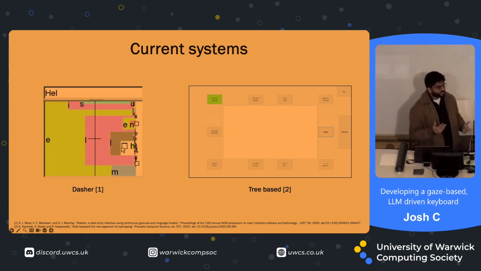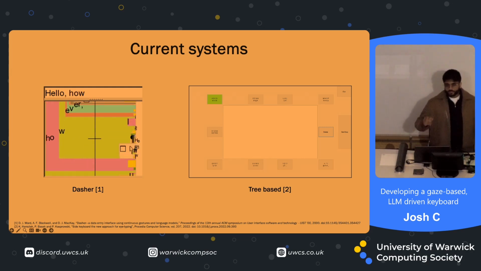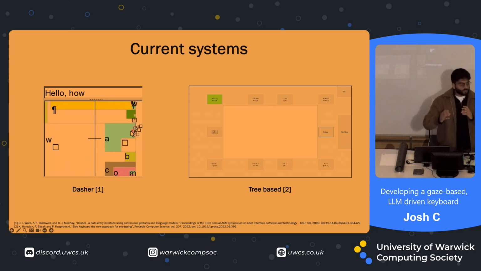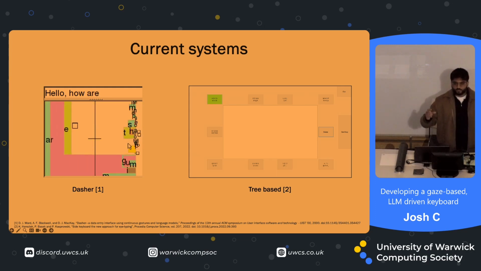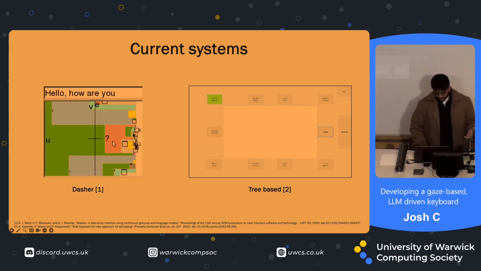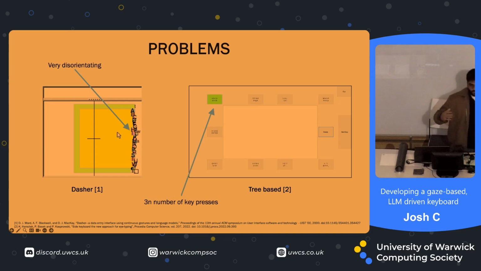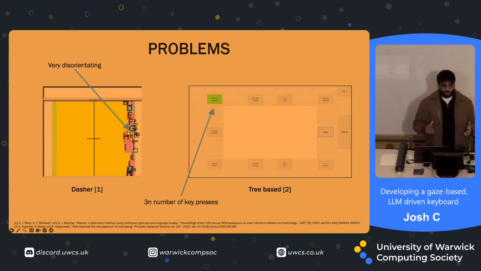And then you've got a standard design, a tree-based solution, where each button on the keyboard is like a sub-menu. It contains all the characters that will be on the keyboard when you press into it. There are some problems with these designs. With Dasher, as many of you can probably see, it's a bit disorientating, a bit difficult to keep track of where everything is.